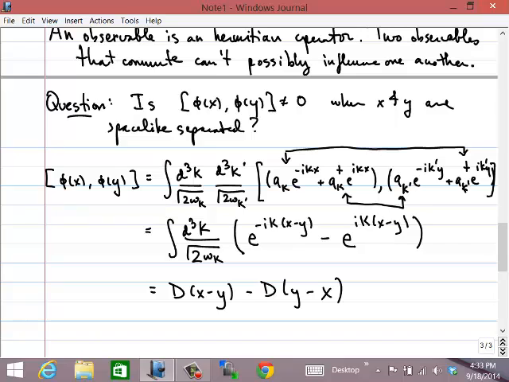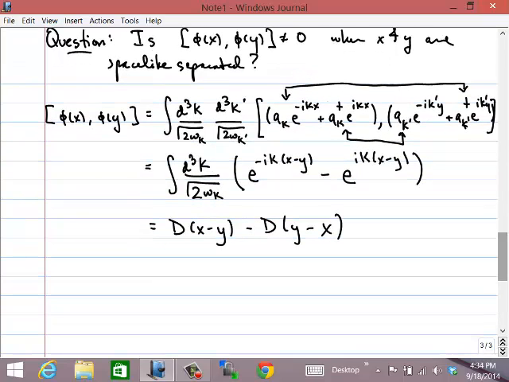And of course, I'm writing this propagator not as a function of x comma y, but as a function of x minus y, because due to translation invariance, you can always guarantee that the propagator will only depend on the separation between x and y, rather than on their individual positions. Okay, so indeed we see, as I claimed, that the commutator of phi of x and phi of y is just a number. D is just some function. It's not some operator.